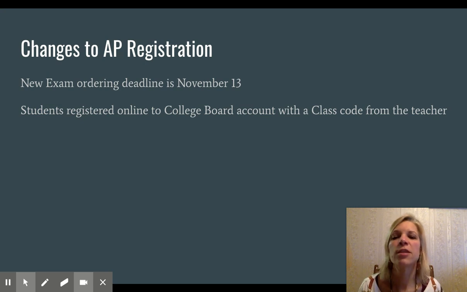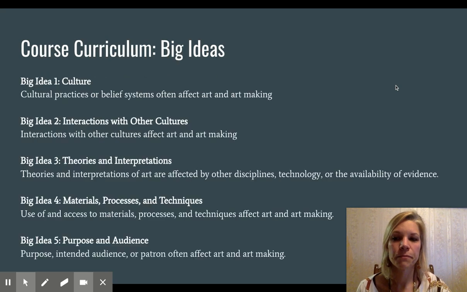So there have been some changes to the AP registration over the course of the last 2 years. So the new exam ordering deadline is November 13th. So you will all need to pay for the exam and send that in before November. And each of the students needs to be registered online to the College Board account with a class code from me. And I've already given them that, and they've all registered into the class. So they have access to the College Board website and to the AP Art History resources that the College Board provides.